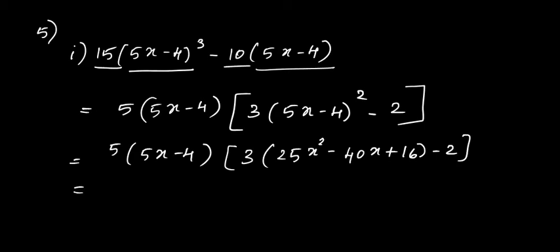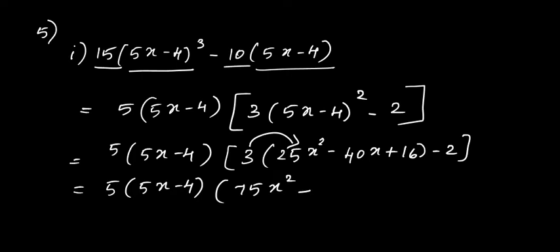So the next step, write 5 into 5x minus 4 as it is. We can multiply 3 inside. So 3 into 25 will get 75x square minus 3 into 40 will get 120x plus 16 into 3 will get 48, and 48 minus 2 will get 46 here.